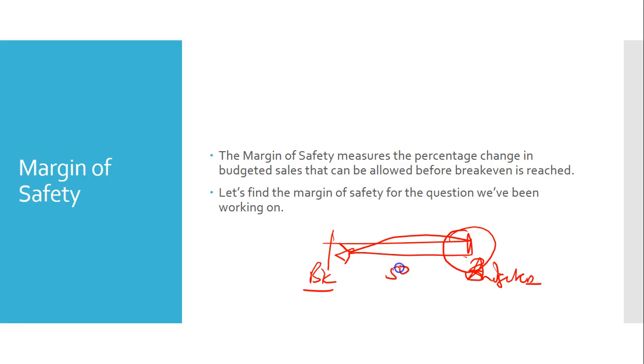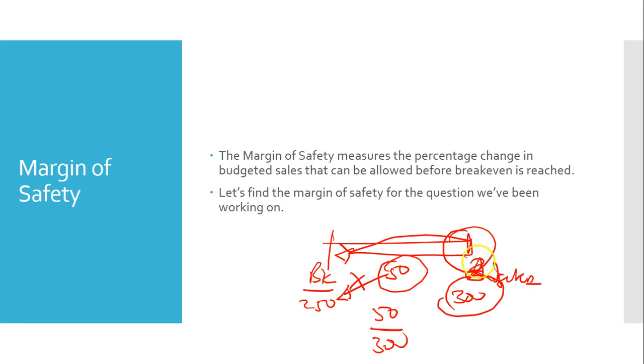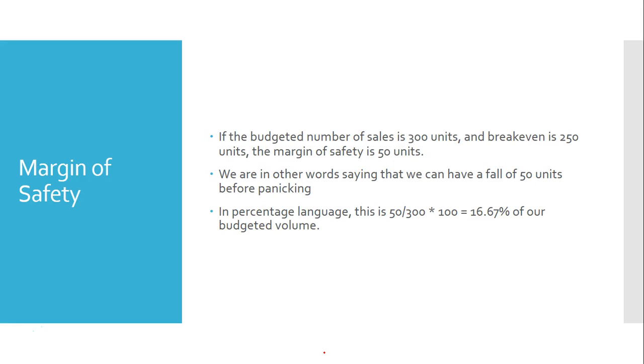So if it falls by 50, if our budget is 300, for example, and break-even is 250, well, if it falls by 50, in terms of percentages, it's 50 divided by 300, not 50 divided by 250, because it's falling from this point. And then, of course, you can find this as a percentage. So here we are, 50 divided by 300. So I'm using that same example.